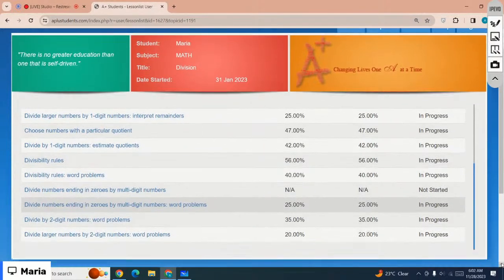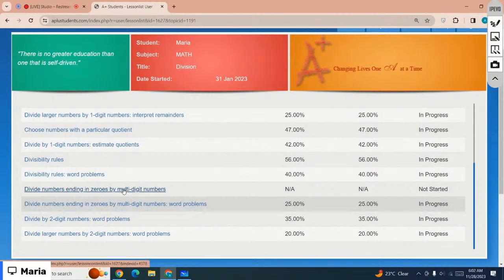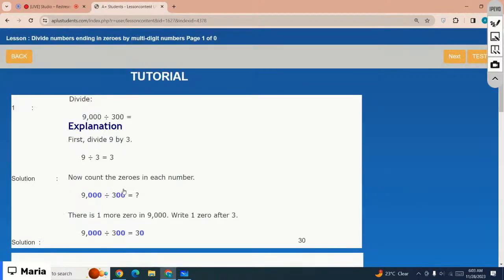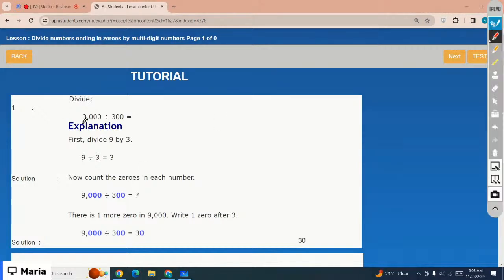You know how to divide. Let's just start with the first lesson, that is divide numbers ending in zeros by multi-digit numbers, right? So the first example is 9,000 divided by 300, right? So how do we divide? Basically, we only divide the non-zero values. Just look at the first example, 9,000 divided by 300. We simply divide 9 by 3, right? So 9 divided by 3 equals 3.